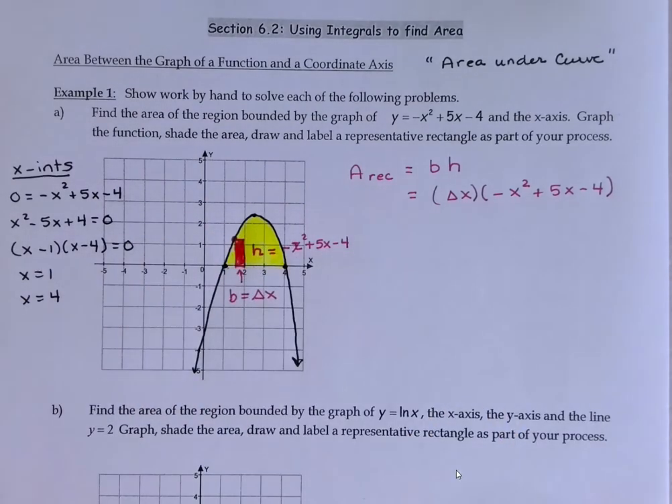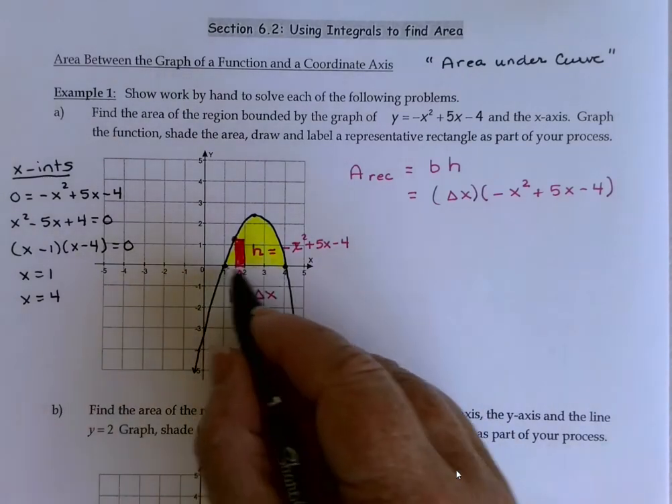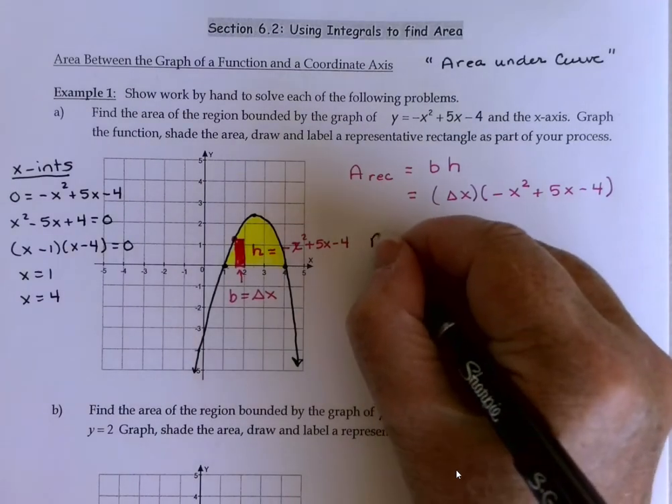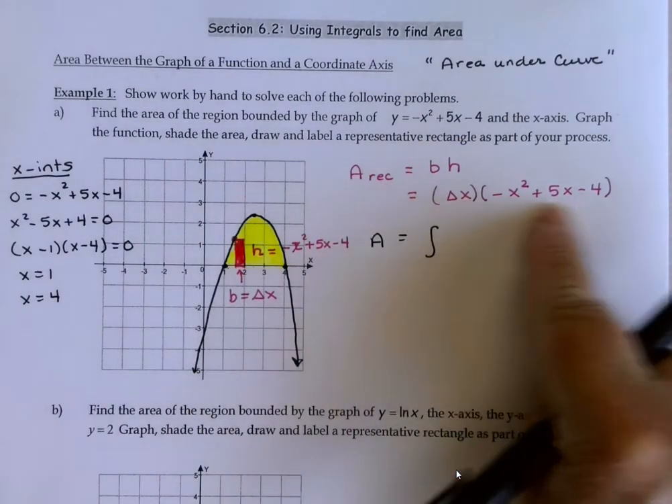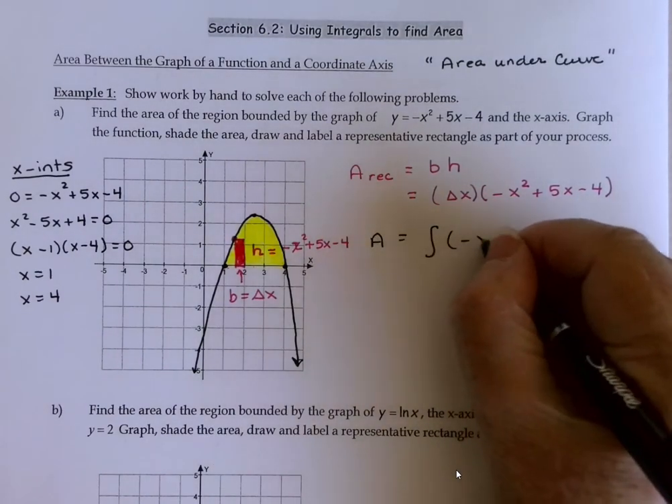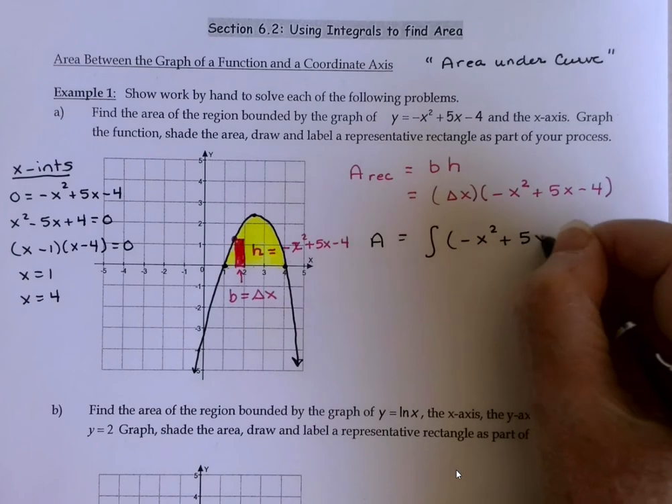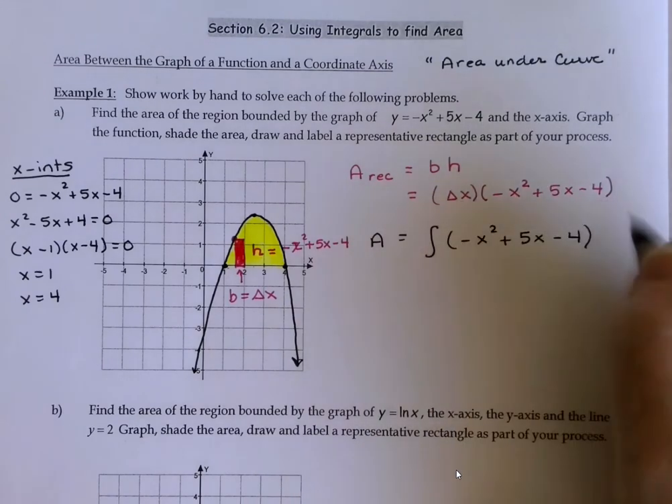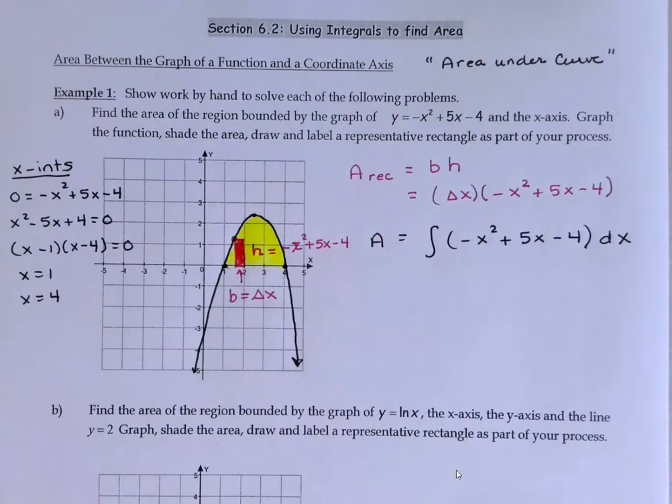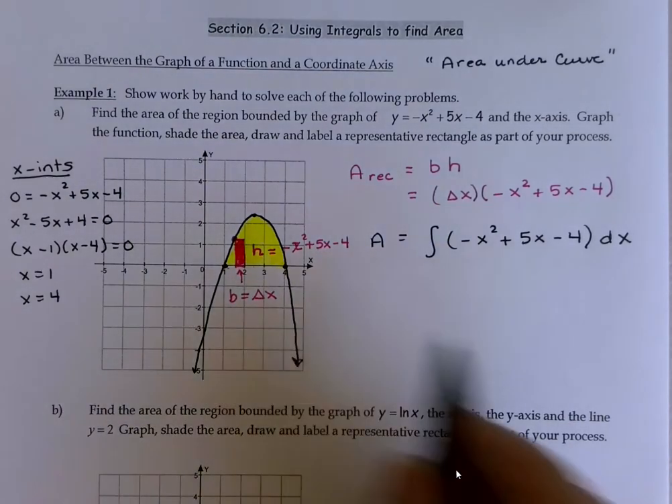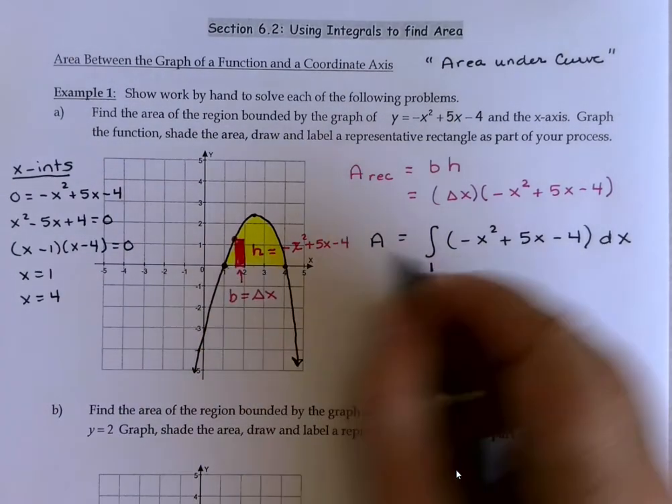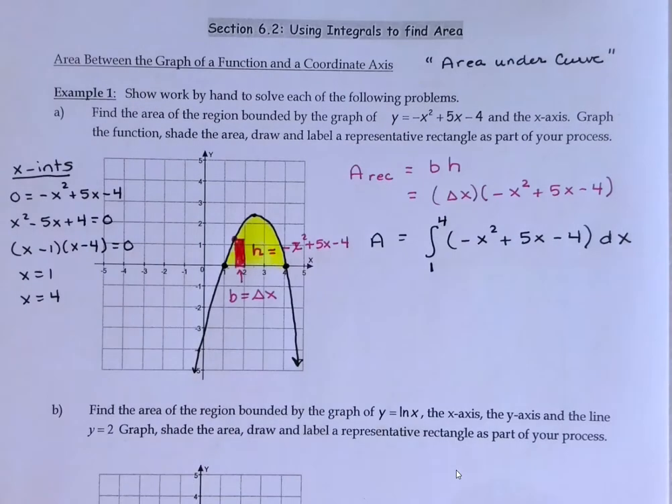The total area under the curve is what I get when I add up, or as we now know, integrate, all of the possible rectangles. So the total area will be the integral of this function, minus x squared plus 5x minus 4, and then the delta x becomes infinitesimally small, dx, when I try to fit infinitely many rectangles into that space. As far as my limits of integration, these x values start when x is 1, and they end over here when x is 4. And so that's my starting and stopping points.